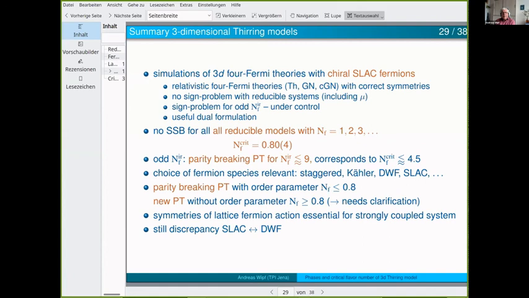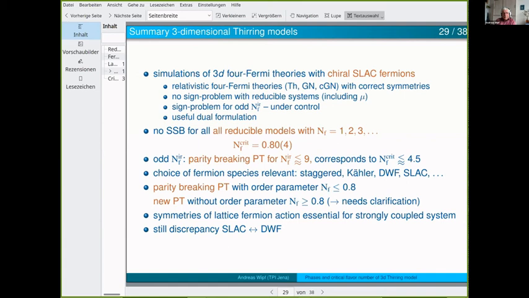Now we claim that, at least with the SLAC formulation, which has all continuous symmetries, there should be no spontaneous symmetry breaking for all reducible models, the ones with 2, 4, and so on Dirac points. And if you allow for rational numbers of flavors, the critical value should be 0.8. I showed you one way to determine that by looking at the phase diagram. We also looked at different observables, and we produced two numbers. One was 0.78 and the other was 0.80.